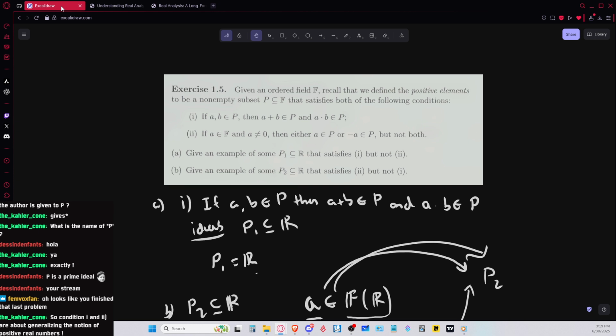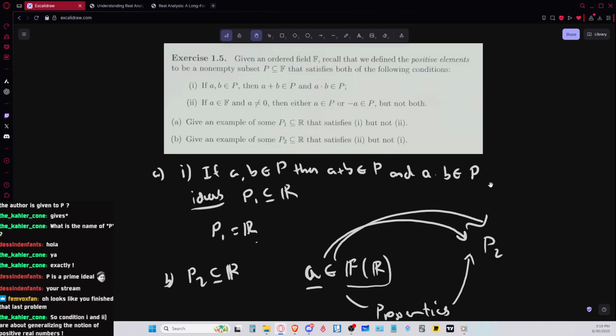So condition 1 and condition 2 are about generalizing the notion of positive real numbers. Okay. That's what I'm thinking you meant, like the positive elements, but I wasn't sure if it was a bigger idea than that.